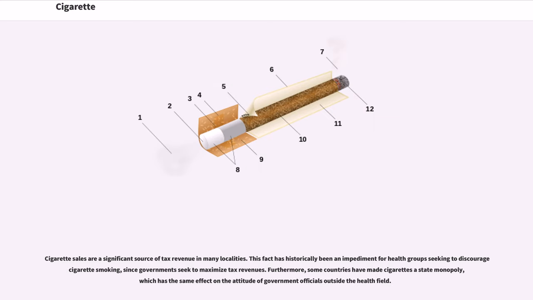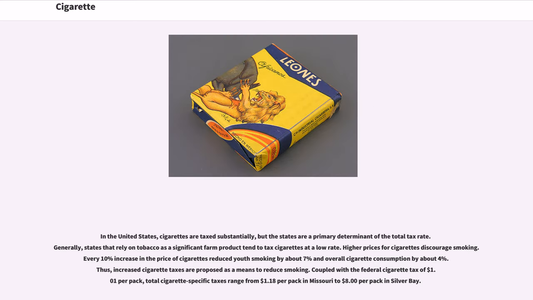Cigarette sales are a significant source of tax revenue in many localities. This fact has historically been an impediment for health groups seeking to discourage cigarette smoking, since governments seek to maximize tax revenues. Furthermore, some countries have made cigarettes a state monopoly, which has the same effect on the attitude of government officials outside the health field. In the United States, cigarettes are taxed substantially, but the states are a primary determinant of the total tax rate. Generally, states that rely on tobacco as a significant farm product tend to tax cigarettes at a low rate.